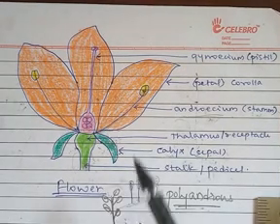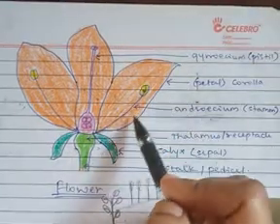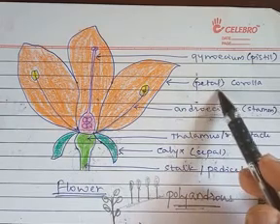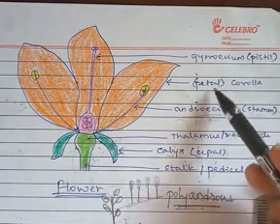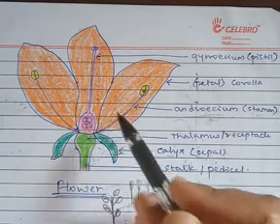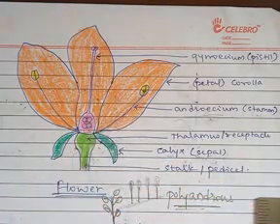Then we have the second whorl of the flower, and that is called the corolla. Each member of the corolla is called a petal, right? Now petals are generally bright in color. They may be present in a single whorl, or they may be present in more than one whorl. Like in the case of the rose, there are many whorls of petals present, right?